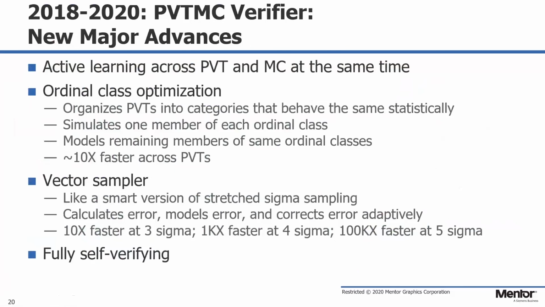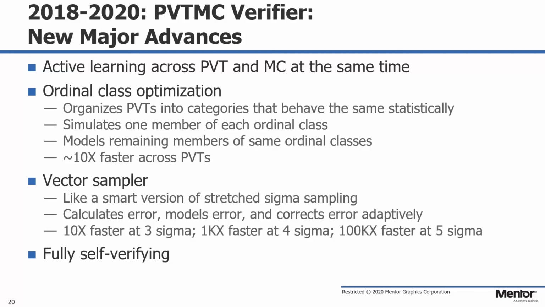Some of the main advances here that I think are significant. First of all, just the fact that we're doing active learning across both corners and Monte Carlo at the same time is useful. You can make gains on both sides, so why not multiply them together in a single analysis? That's push button. That's the main thing. There's a new type of algorithm that we have here. We call it ordinal class optimization, where we're taking the PVT corners and categorizing them. It's a classification type technique where we put them together in groups that behave similarly statistically, that we can model as groups. So that gives us about a 10x speed up across PVTs compared to not doing that.